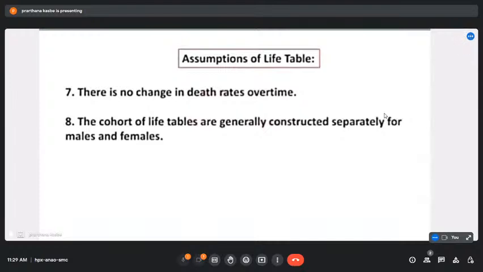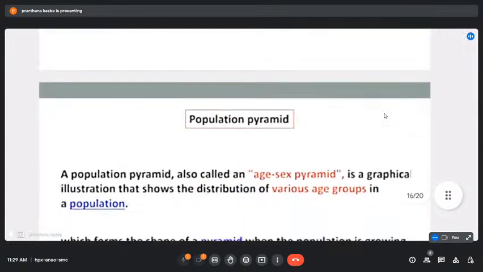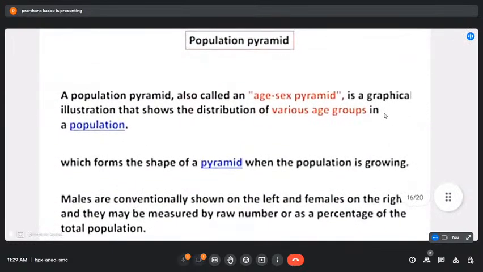The cohort life tables are generally constructed separately for male and female. We know that in the particular population pyramid, the data shows that half part is showing the female population and half part showing the male population. So now we will discuss the population pyramid.